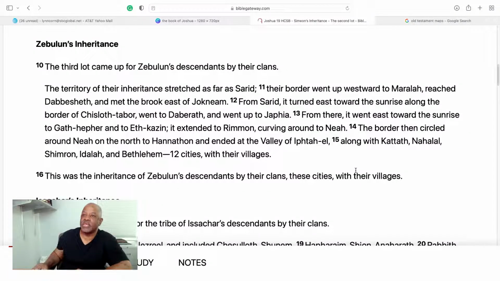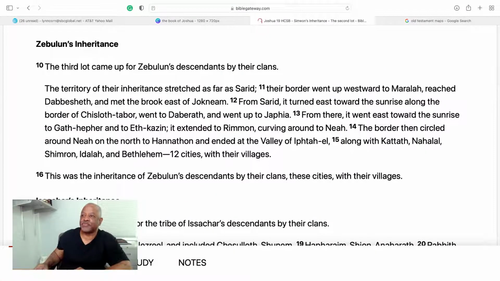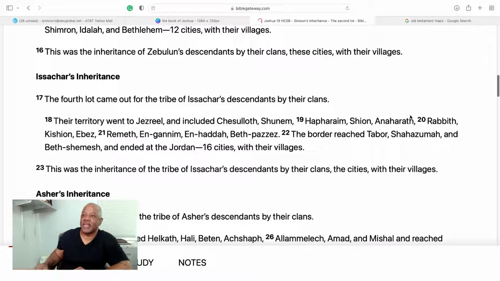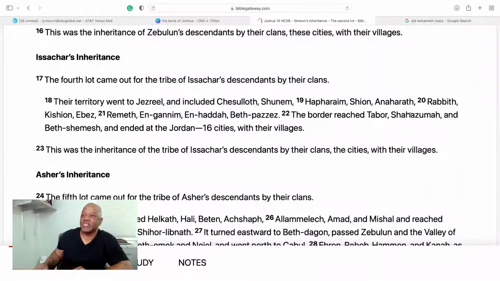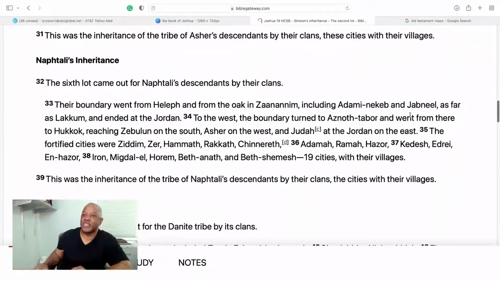The third lot came up for Zebulun's descendants and their clans. Let me give you a quick picture. Again, look at where Zebulun is, to the upper left. Zebulun there. All right. Then it says, from there, that's their inheritance. Then the fourth lot came out for the tribe of Issachar, descendants by their clans. And then the fifth came out for the tribe of Asher, descendants by their clans. Look at verse 32. The sixth lot came out for Naphtali, descendants by their clans.